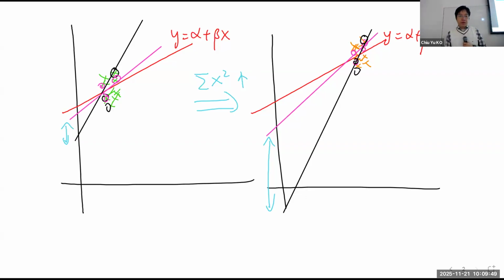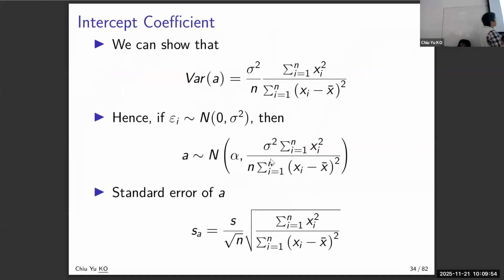Okay, but of course, ultimately we are on the math, but this is the formula, right? Because once you assume the bell curve of the error, then A also is a bell curve. Once we know the intercept is a bell curve, then we can do a lot of things because we know how to handle the bell curve, right? For the bell curve, once we know the mean and variance, we can do a lot of stuff. The only troublesome part is we don't know sigma square, but that's not an issue. We can use the S to do our job, and this is represented by S of A.